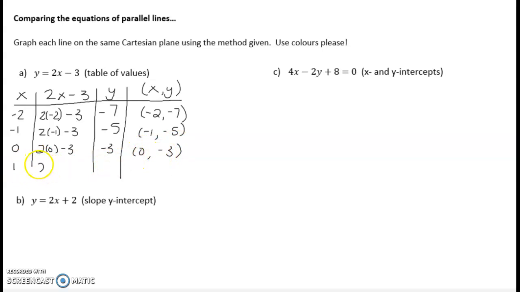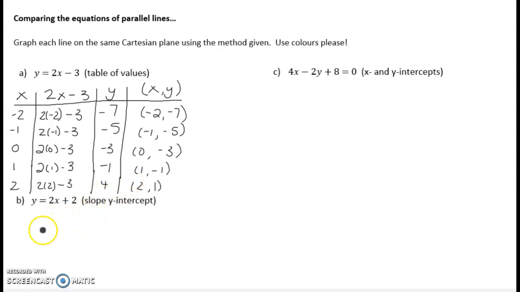Let's do +1. 2 times +1 is 2. 2 minus 3 gives me -1. So when x is 1, y is -1. And last one, we'll do +2. So 2 times 2 is 4. 4 minus 3 is 1. So when x is 2, y is 1.